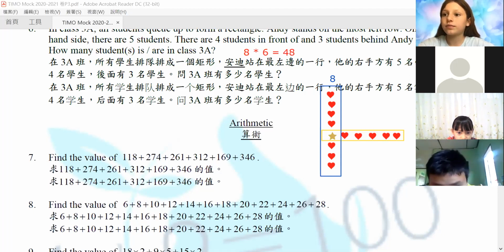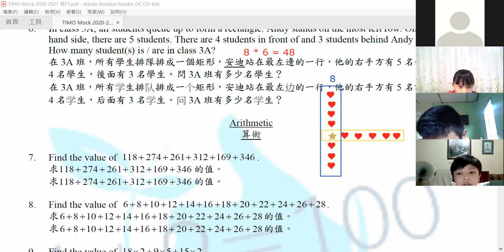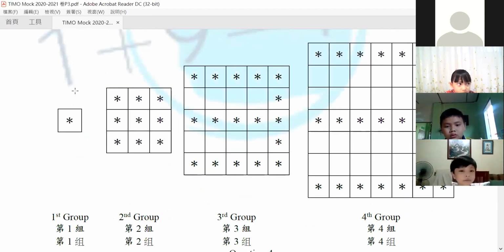I see people say that I don't get number four. Okay, well, let's go back to question number four. Question number four is, we know that the first square is a square of length one.